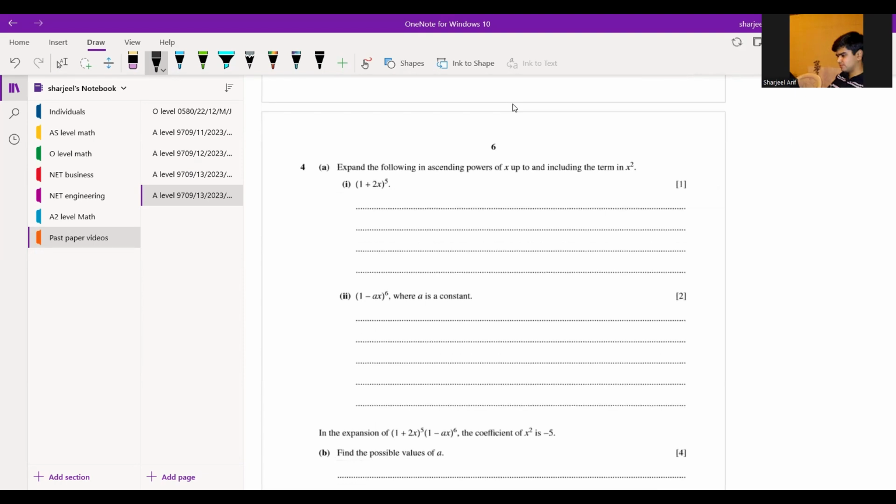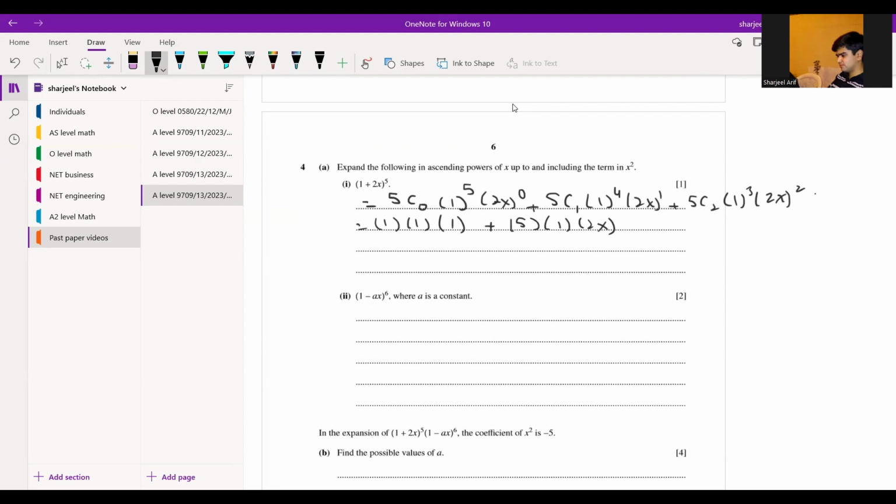For question number 4, we have to expand it up to the power of x². We will use 5C0 × 1^5 × x^0, plus 5C1 × 1^4 × x^1, plus 5C2 × 1^3 × x². So this will be 1, 5 × 2x, and 10 × 4x². This will become 1 + 10x + 40x².